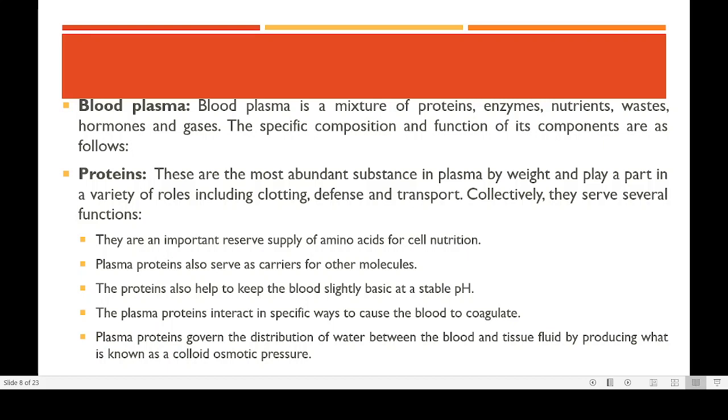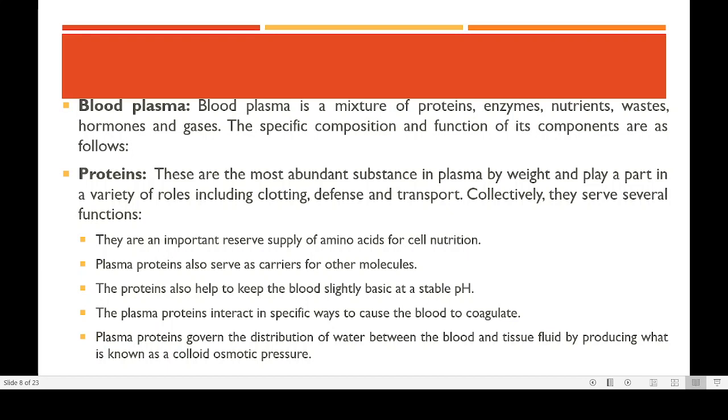The third function is that plasma proteins also help to keep blood slightly basic at a stable pH. The neutral pH is around 7. The pH of the blood is slightly above 7. That means blood is slightly alkaline. In order to maintain the alkaline nature of the blood, several proteins are needed. And one function of the plasma proteins is that they help in increasing the alkalinity or basic nature of the blood. So that is the third function.